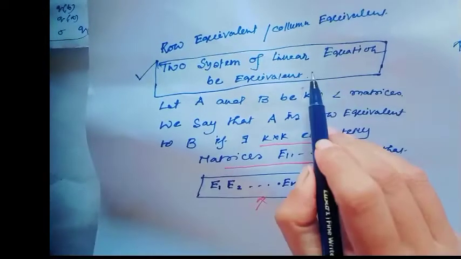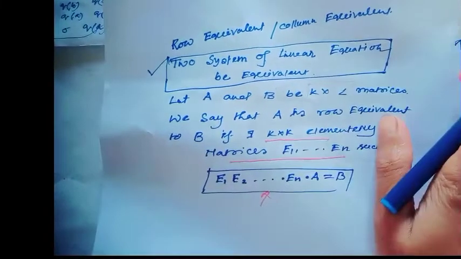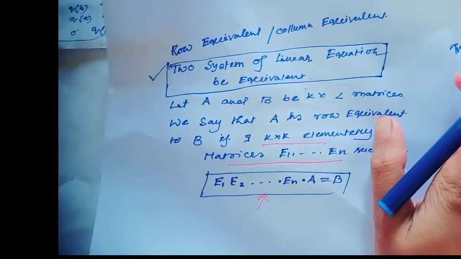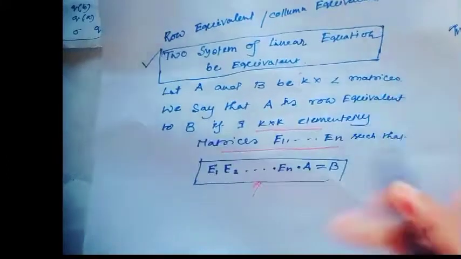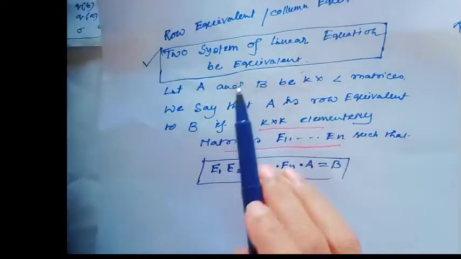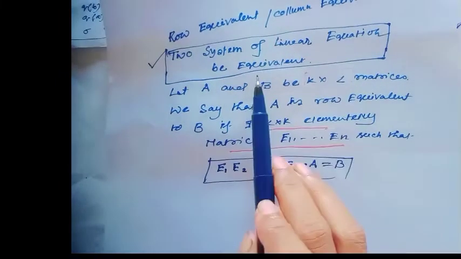because if you know this concept well, then you can very easily understand the definition of row equivalent and column equivalent matrices, and why this elementary operation has been used here. At first I will say when two systems of linear equations are equivalent.